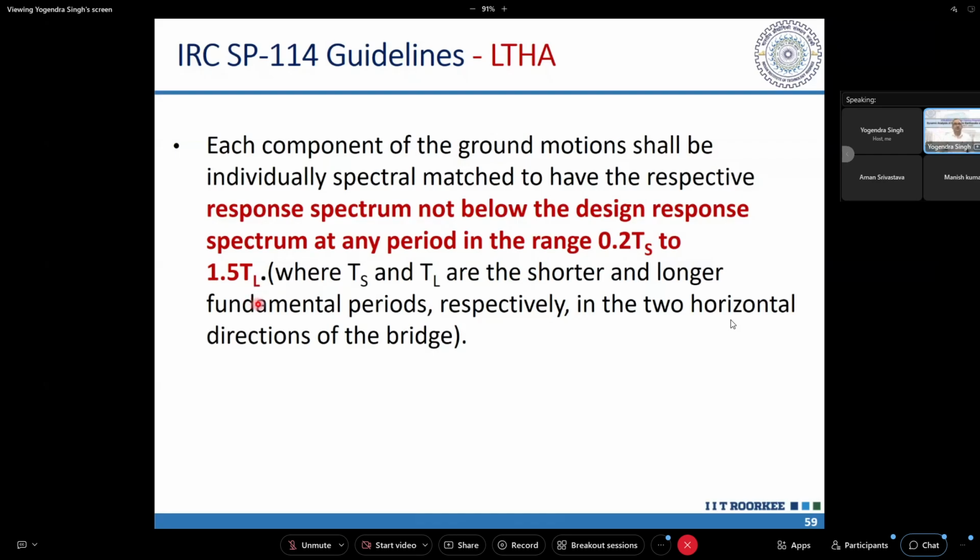Within that range, we have to scale or spectral match in such a way that the response spectrum will not fall below the design response spectrum at any period. So in this range, after spectral matching, the chosen or scaled response spectrum should be above the design response spectrum. It should not be below the design response spectrum. So we will select 3 such time histories, and when we perform analysis, we will take the envelope for these 3 time histories.